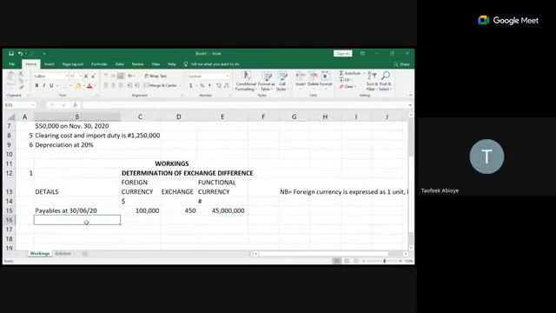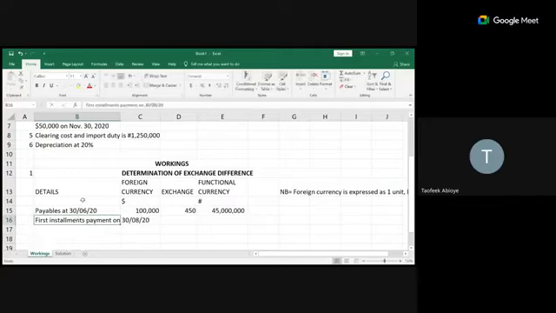Now we made the first payment, right? According to the question, they said first installment payments. When did they say we are going to pay? They say we are going to pay on 30th August 2020. That's when we are going to make the payment.